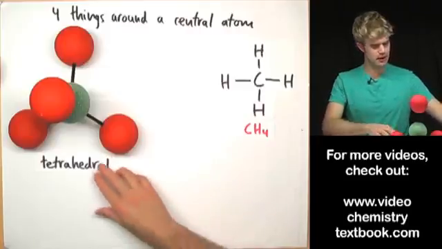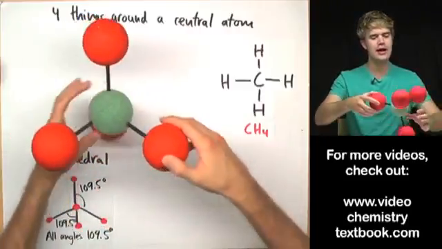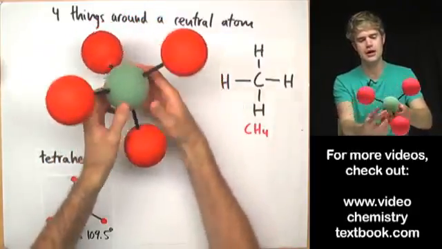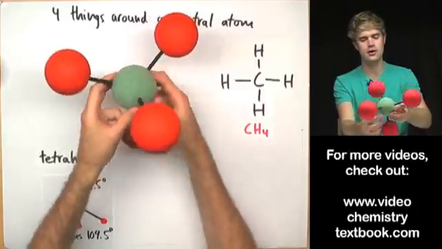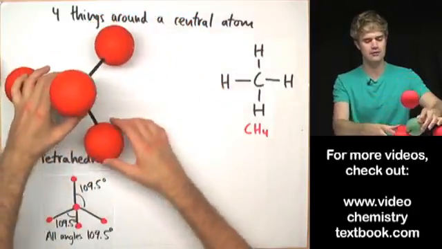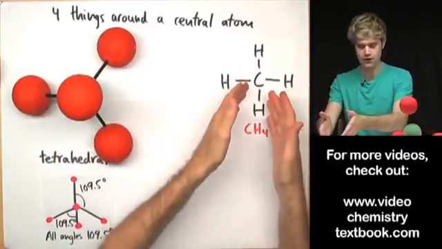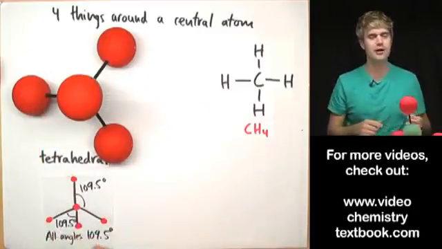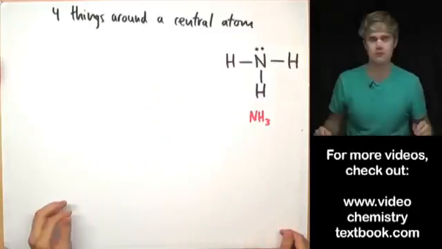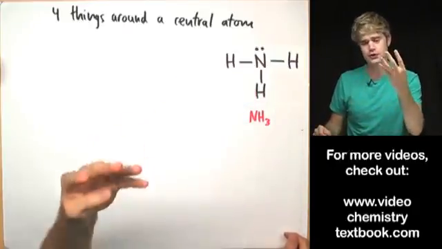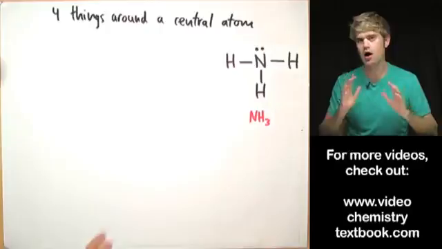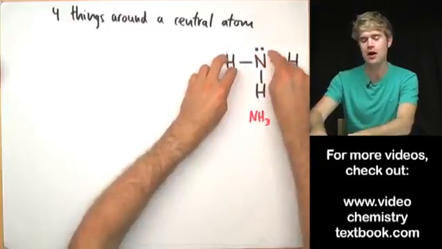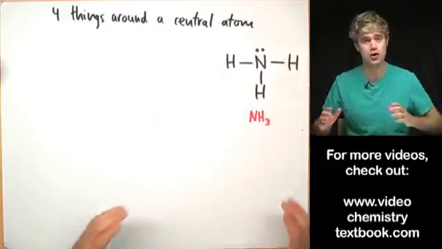And in the tetrahedral molecule, there are 109.5 degrees between any 2 bonds that are next to each other in this molecule. So 109.5 here, 109.5, and so on. So 4 things around a central atom, you get a tetrahedral shape with 109.5 degrees between each bond. Now NH3 here also has 4 things around a central atom, but not all of them are bonds to other atoms. Okay, so we have 1, 2, 3 bonds, and then a 4th thing that's a lone electron pair.